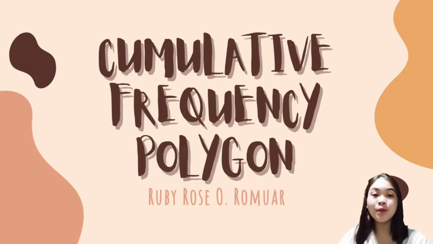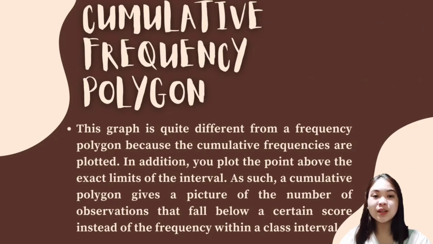This time I am about to explain to you number 3 in the common methods of graphing a frequency distribution, which is the cumulative frequency polygon. This graph is quite different from a frequency polygon because the cumulative frequencies are plotted. In addition, you plot the point above the exact limits of the interval. As such, a cumulative polygon gives a picture of the number of observations that fall below a certain score instead of the frequency within a class interval.